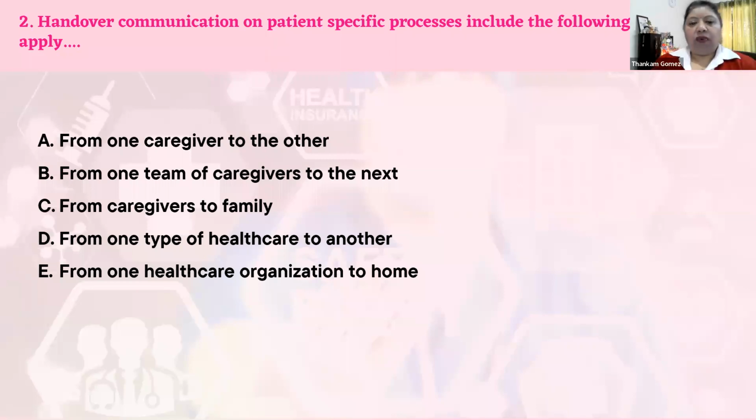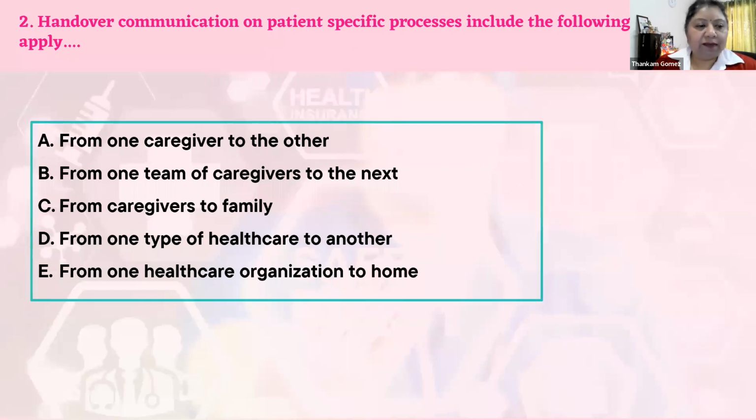So, friends, what would be your answer here? If you selected all of it, bingo, correct. From one caregiver to the other, from a nurse to a nurse, doctor to a nurse, doctor to a doctor, all of them are important. Nurse to a technician, nurse to a GDA, it doesn't matter. One team of caregivers to the next. So maybe in OT, when the entire team is changing, you have to do that.